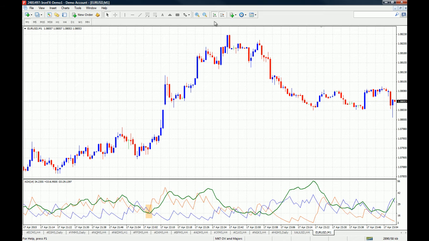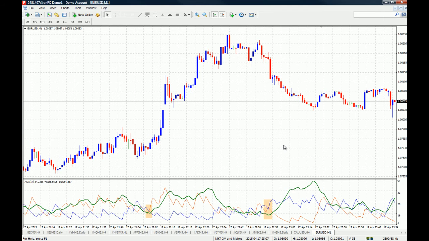And you can see that in this case, when the minus DI moves above the plus DI, the trend is down. So this is how you're going to use the plus DI and the minus DI.